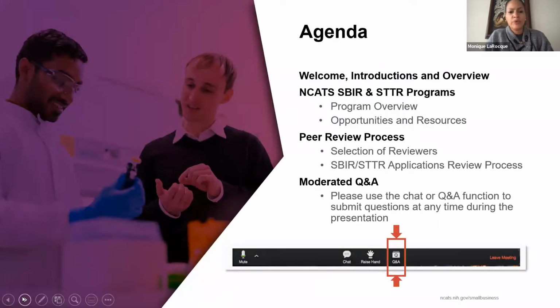To give you an overview of what we're going to cover, we're going to briefly talk about the Ncats SBIR and STTR program, looking specifically at the program overview, as well as various opportunities and resources and upcoming funding opportunities. And then we're going to do a deeper dive into the peer review process, including how we select reviewers and how the SBIR and STTR applications are reviewed. And then we'll have a moderated Q&A. Please use the chat or Q&A function to submit questions, preferably the Q&A function. And you can see a little diagram of that at the bottom of the screen where you can click on Q&A.